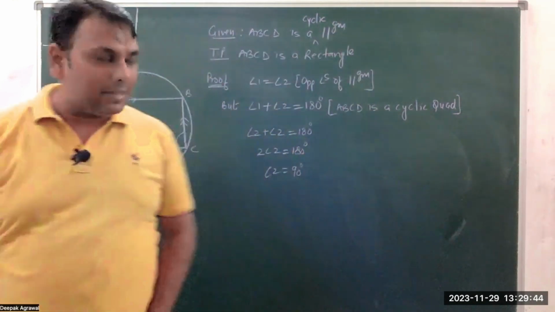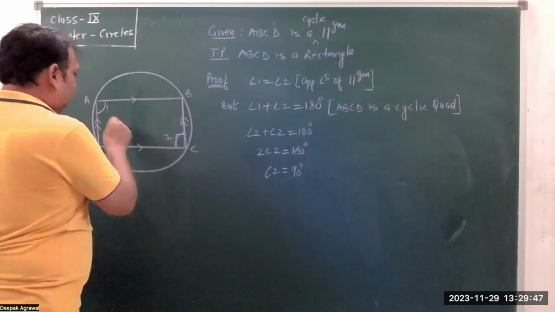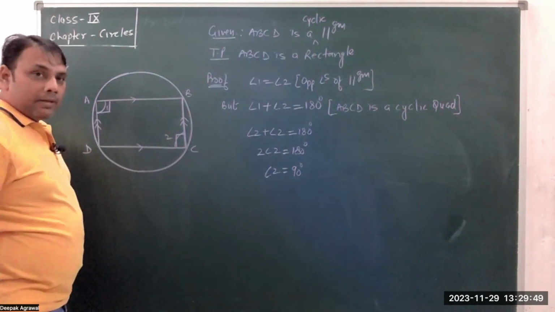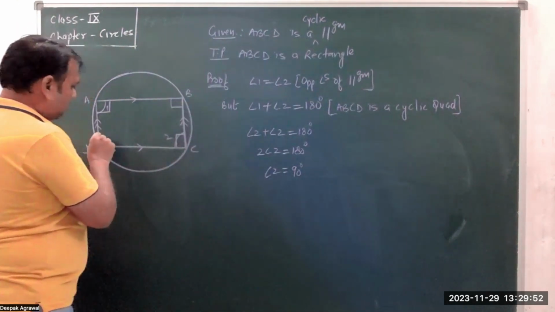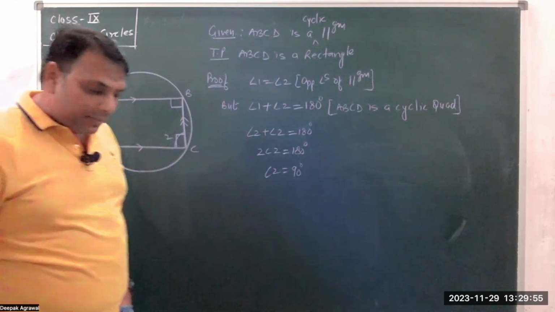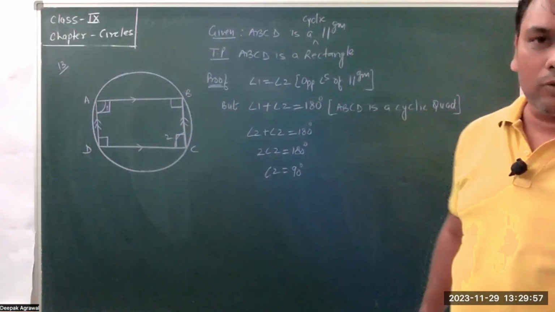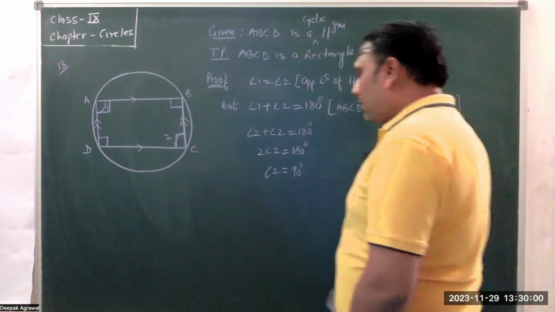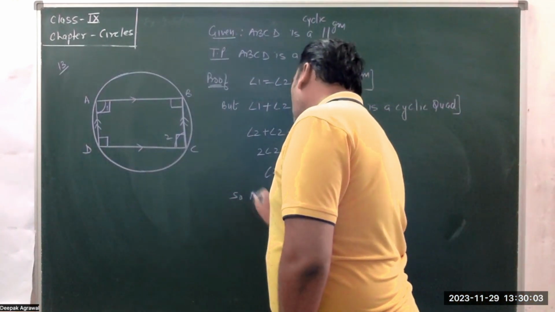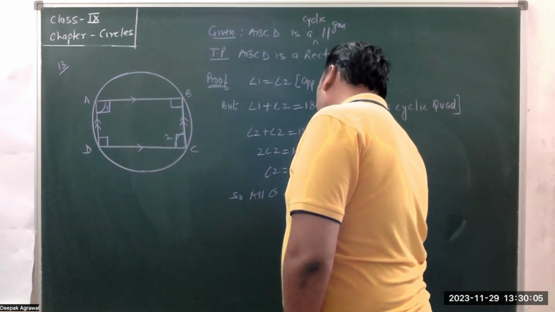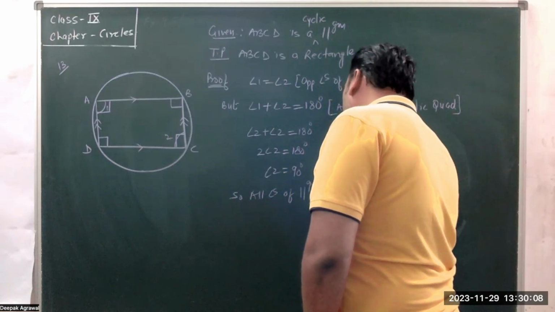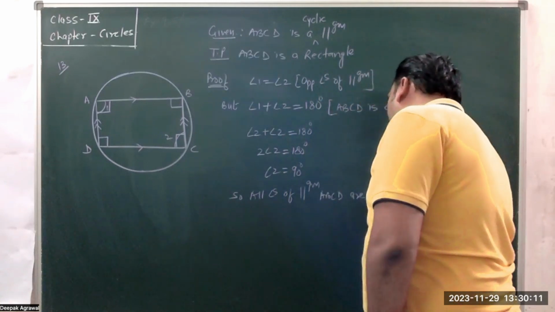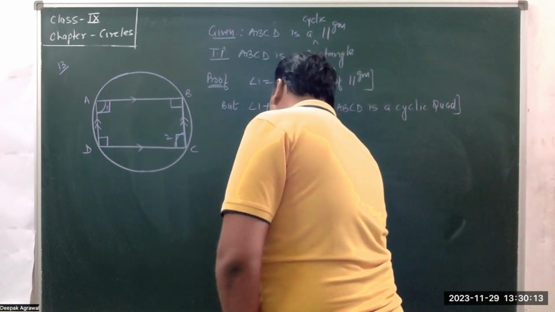So as soon as this angle 2 becomes 90 degrees, this becomes also 90 degrees. Same thing is applicable for these 2 angles. So these 2 will also become 90 degrees. And if the angles of a parallelogram become 90, then it becomes a rectangle. So all angles of parallelogram ABCD are 90. Hence, it is a rectangle.